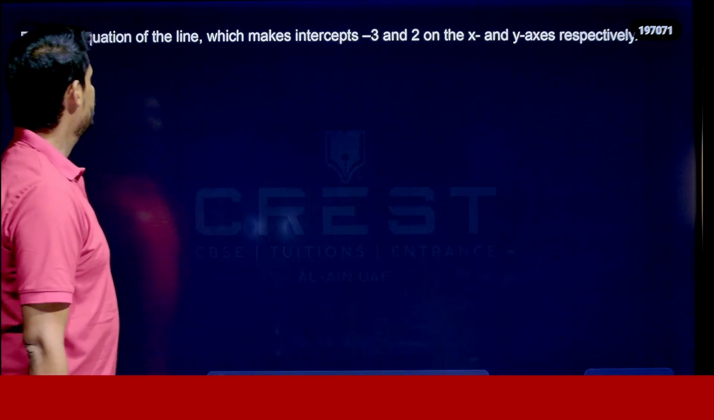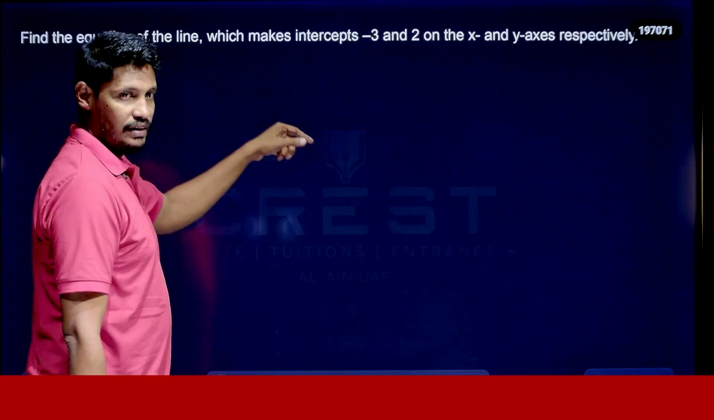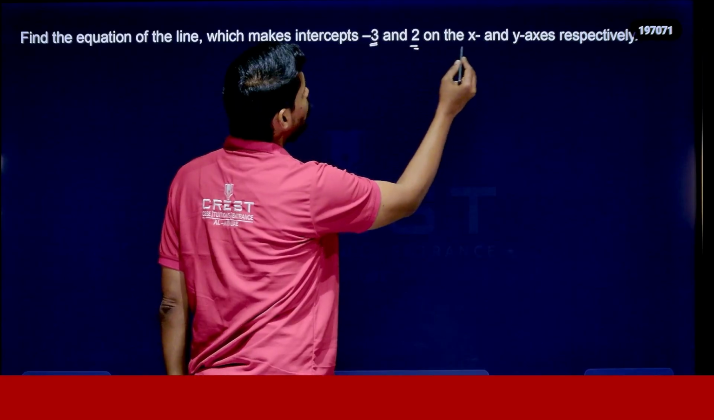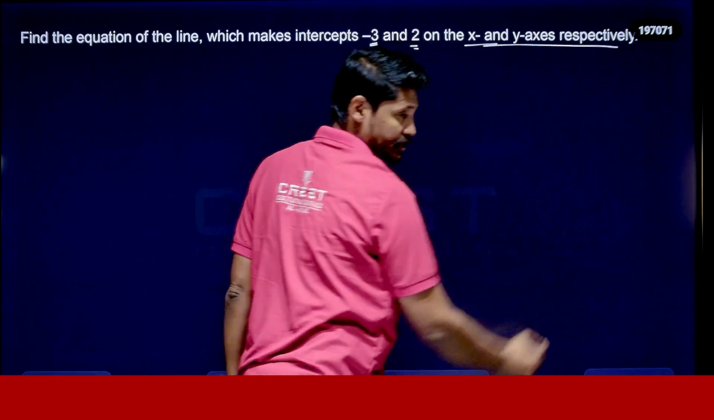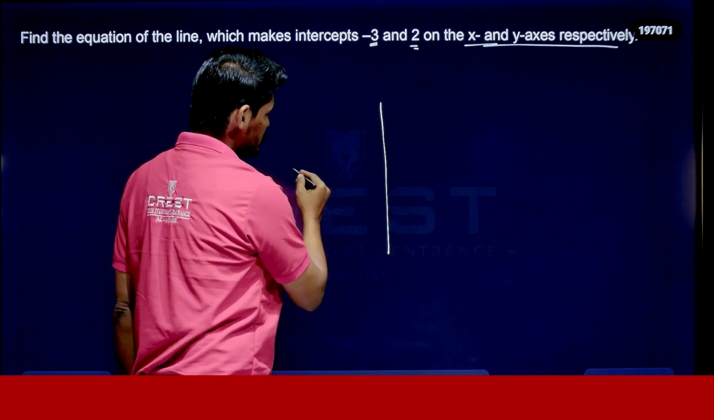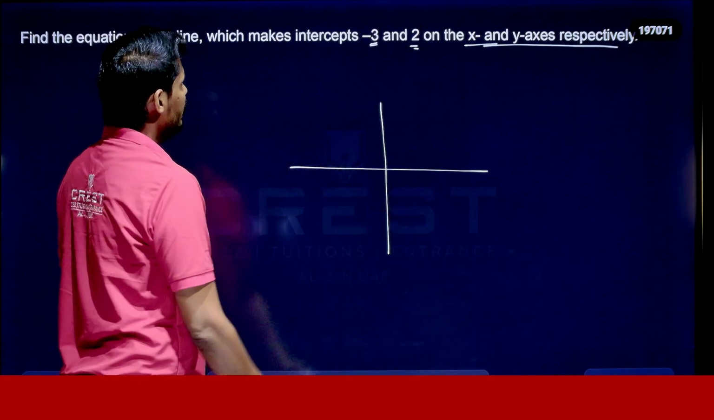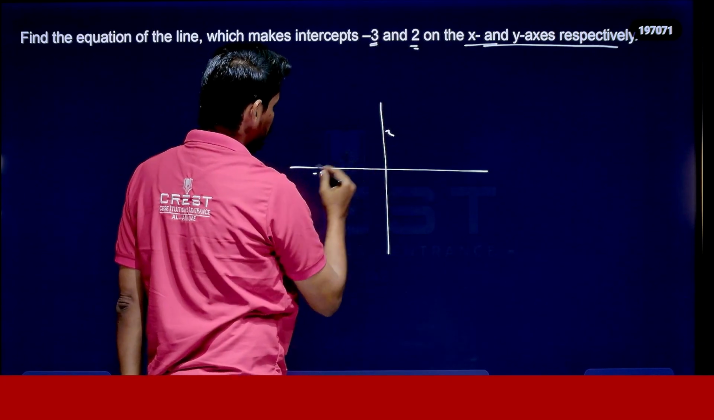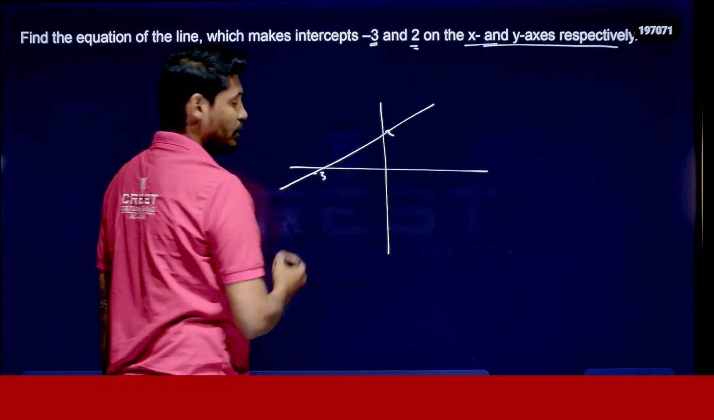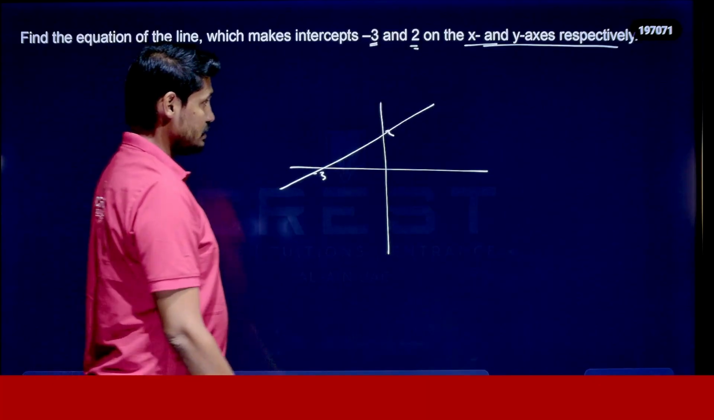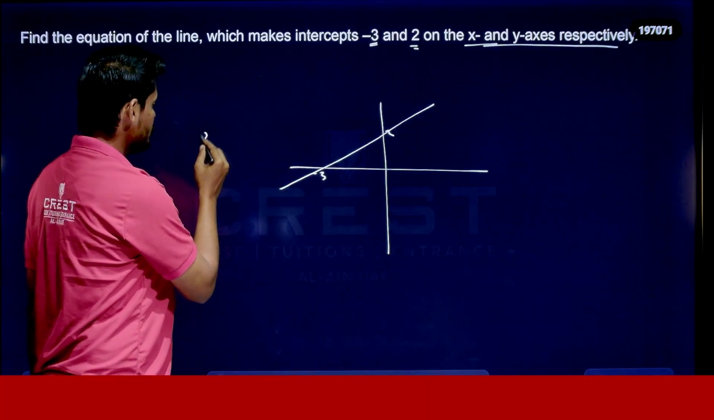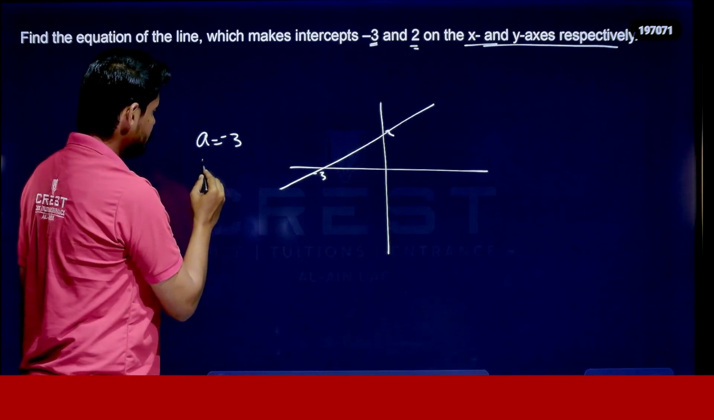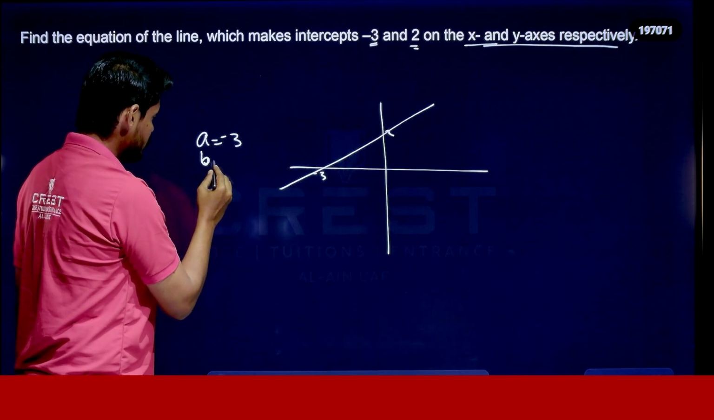Now we have a question. Find the equation of the line which makes intercepts -3 and 2 on x and y axis respectively. So the line will be like this. X-intercept is -3, so it will be -3 here. Y-intercept is 2, so the line is like this. So what is A and what is B? The x-intercept is A. A is given, A is -3. And what about the y-intercept? Y-intercept is given, that is B. B is equal to 2.